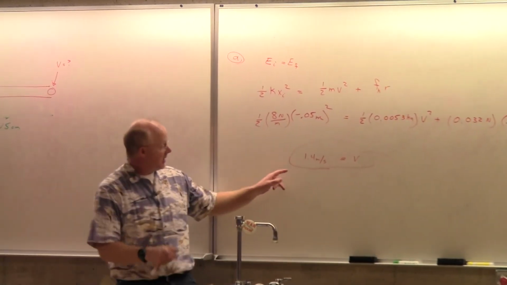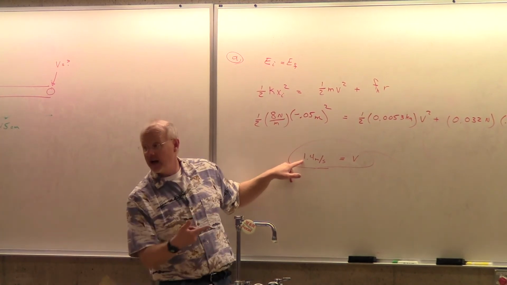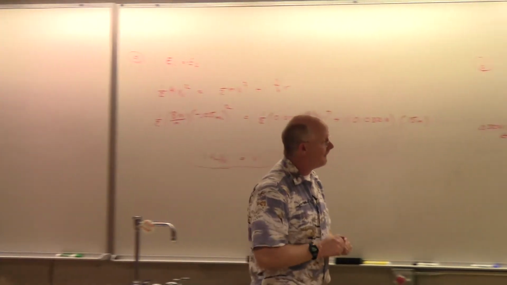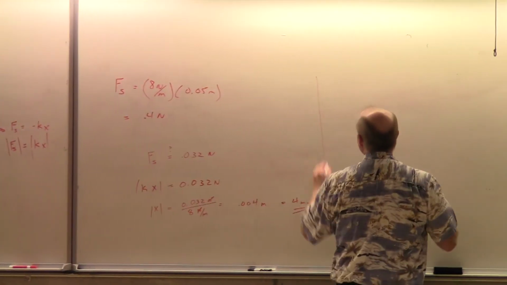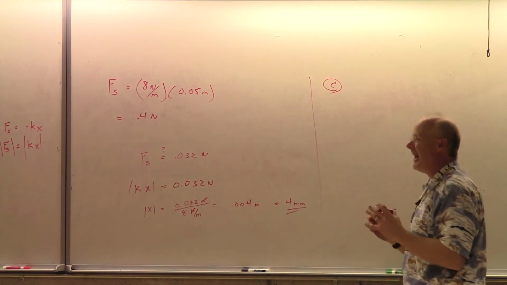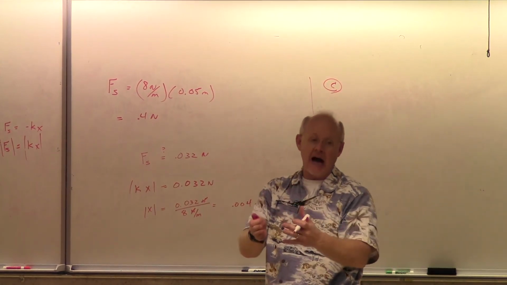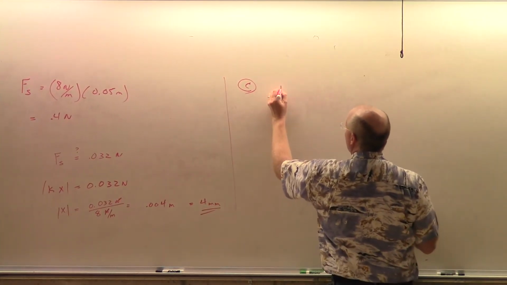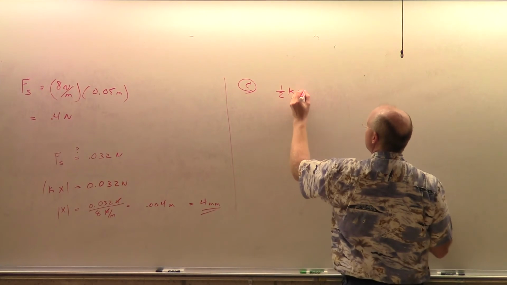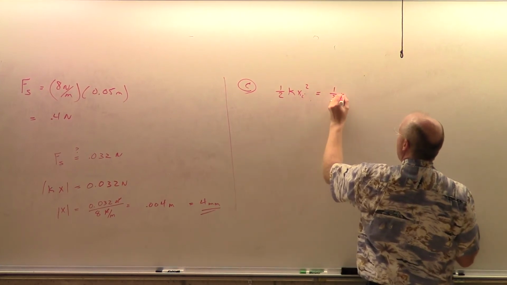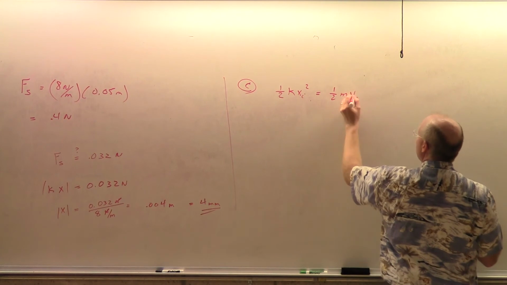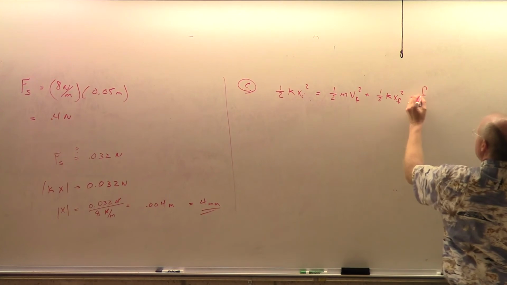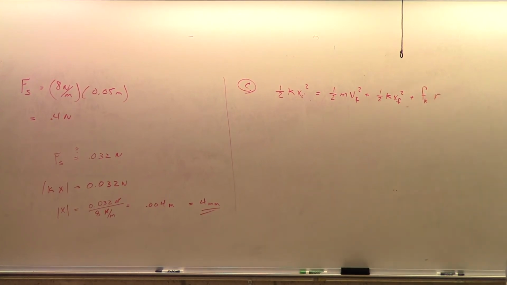So this speed here is much slower than its fastest speed. And so I expect to get a speed greater than my 1.4 here. And so now I can go on to C, which says now that you found the place that it has its maximum speed, what is the value of that maximum speed? And so we can put our 1/2 k x initial squared equaling 1/2 m v final squared plus 1/2 k x final squared plus the force of friction times the distance traveled.